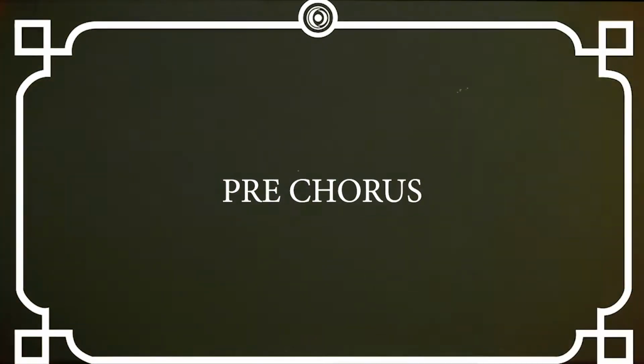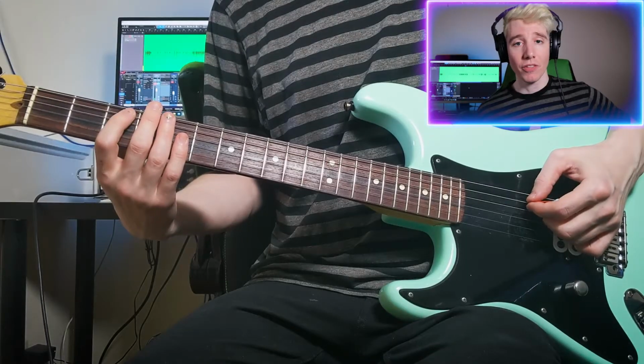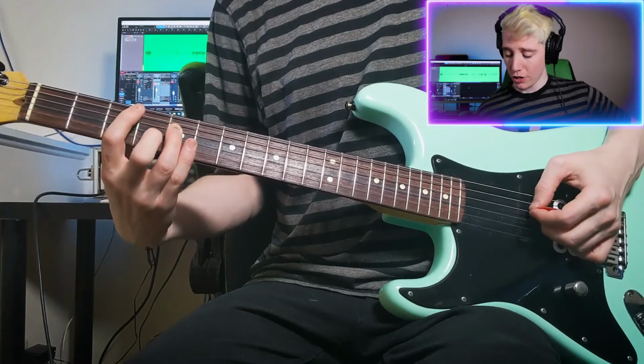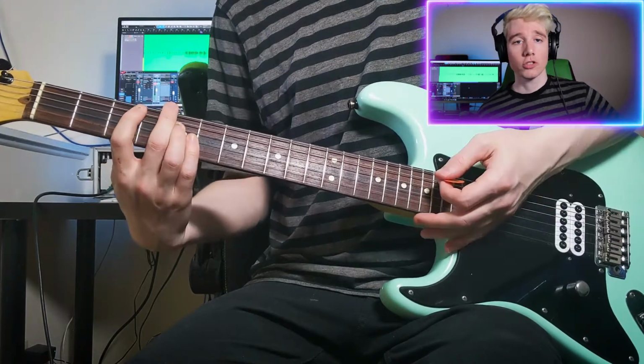The next section is the pre-chorus, and we have a couple cool chords going on here. So the first chord is very simply a B power chord, which is the B on this 5th string, the F sharp on the 4th string, and the B on the 3rd string. Strum it wide open.